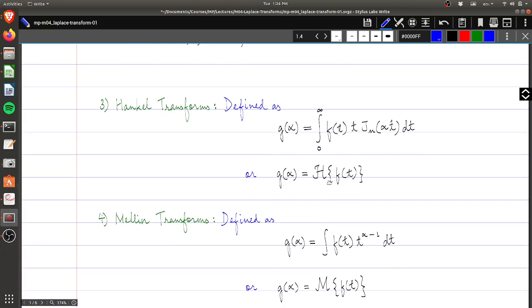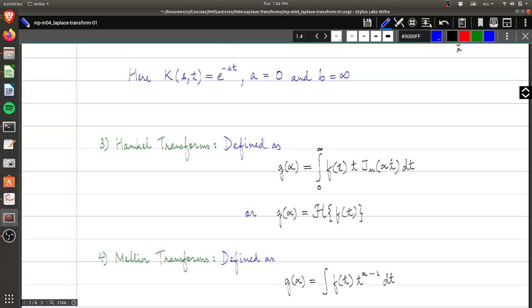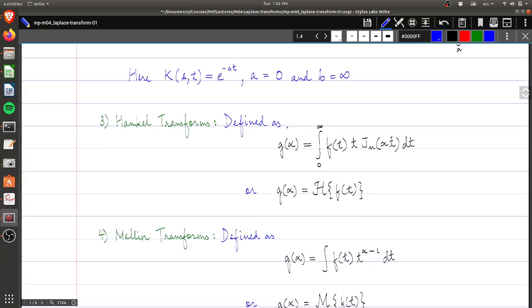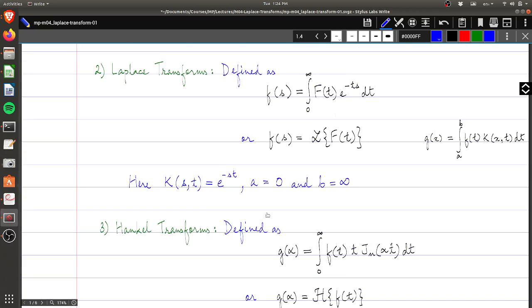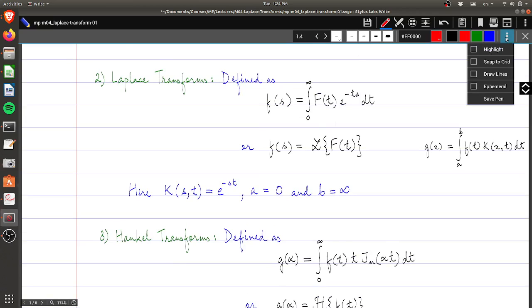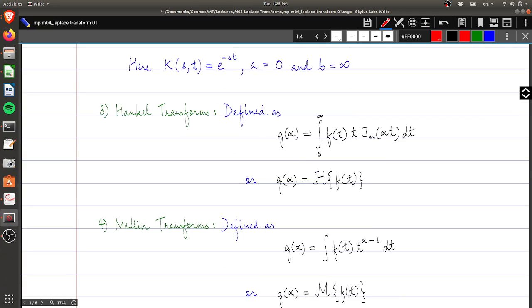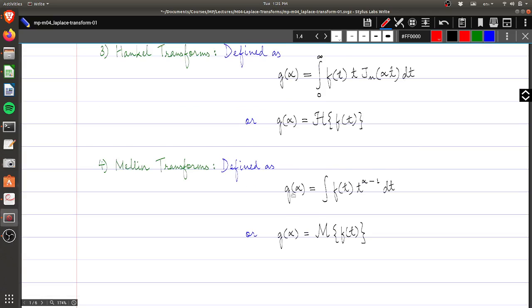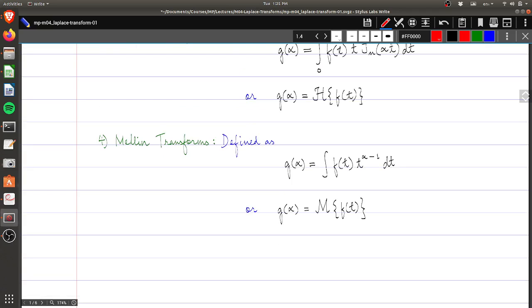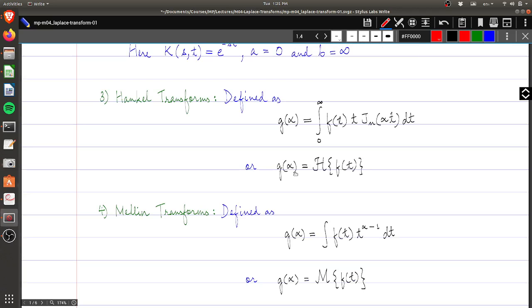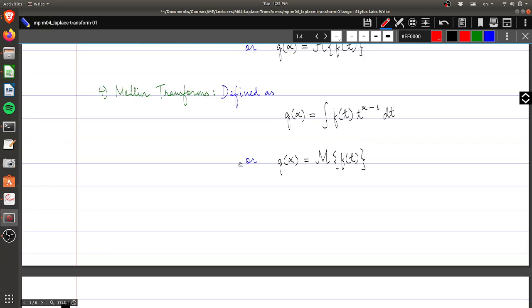Similarly, we have another kind of transform called the Hankel transform, which is defined in this way. Here, the kernel function is a Bessel function. By the way, the Laplace transform is written in this format, as the cursive letter L. Like that, we have the Hankel transform, written as cursive H, and then we have another transform called a Mellin transform, which is written as a cursive letter M. I'll leave it to you to write down the kernel, A and B of the Hankel as well as the Mellin transform. So that's about the integral transform.